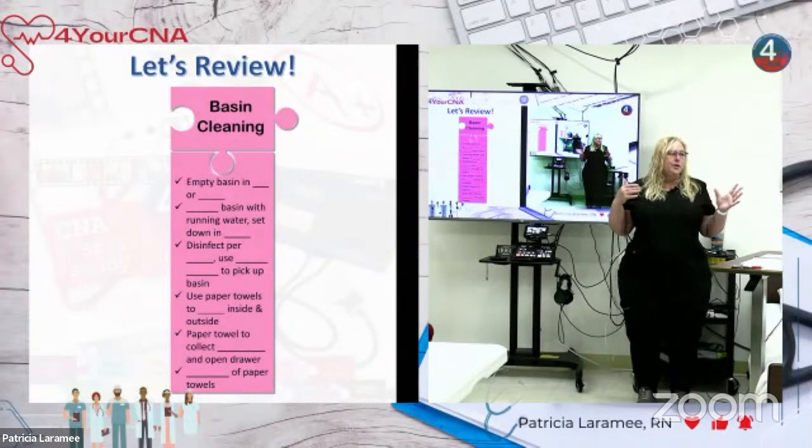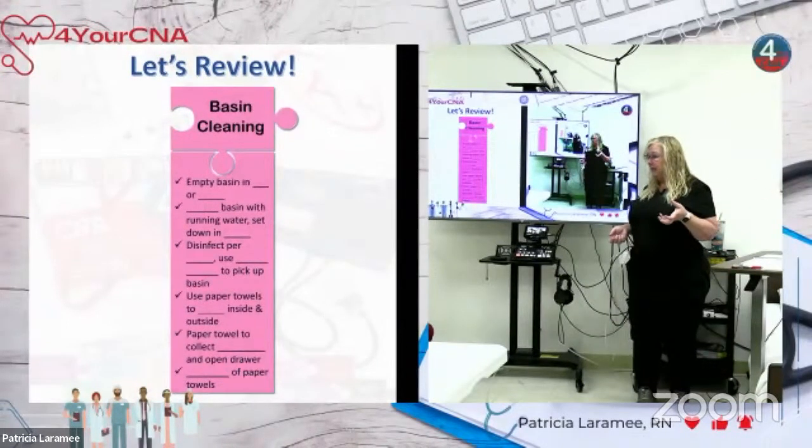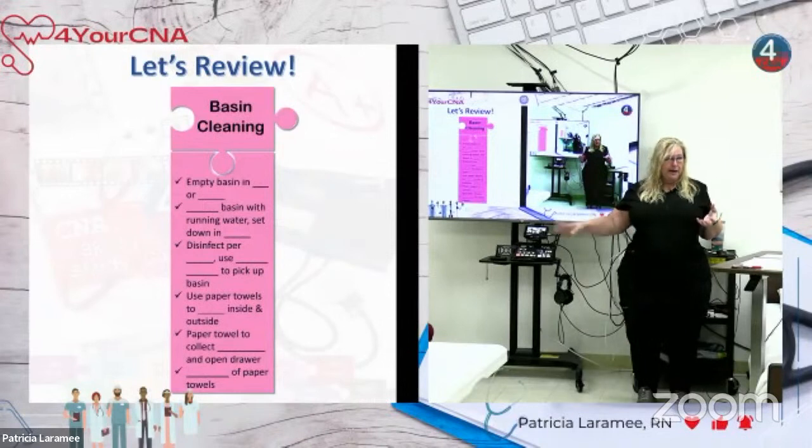Then we're going to pick it up with a paper towel, because we're assuming that it's been disinfected, and our dirty hands or dirty gloves cannot touch that basin. So we'll pick it up with a paper towel, dry the inside with a paper towel, throw it away, dry the outside with a paper towel, throw it away, and then grab one more for the drawer. Good. So one to pick up your basin, one to dry the inside, one to dry the outside, and one more for the drawer. Good. So basin cleaning, 4 paper towels.